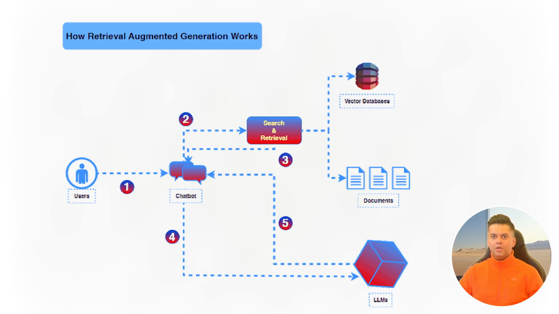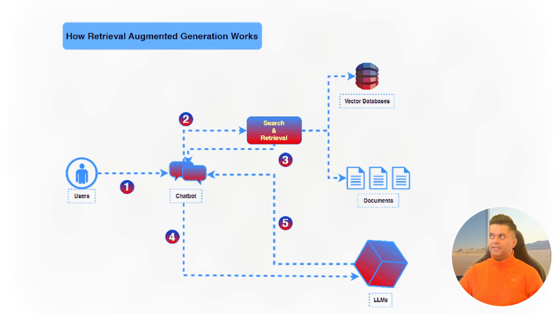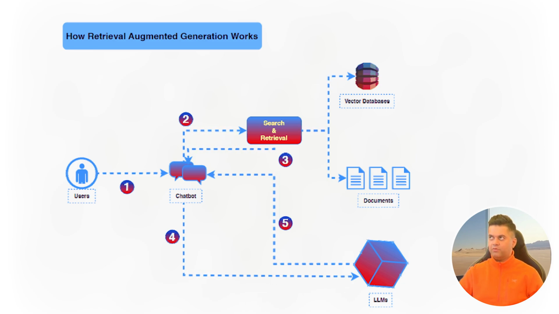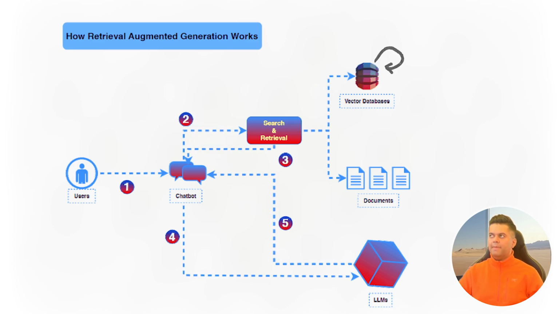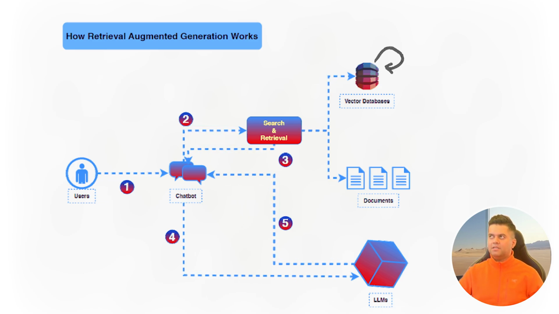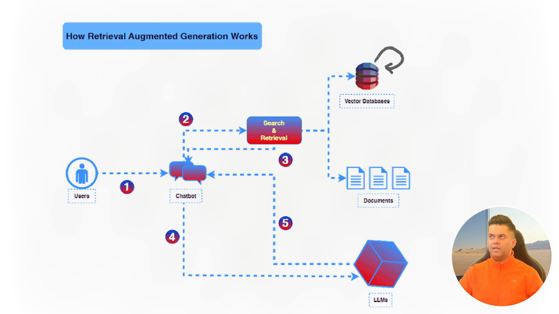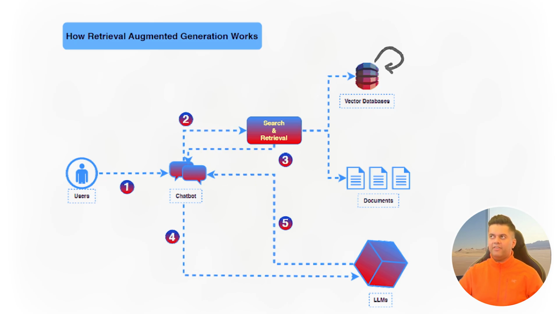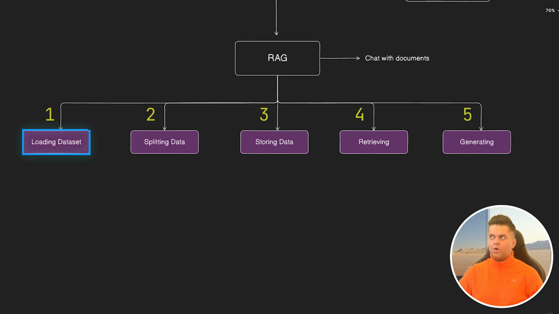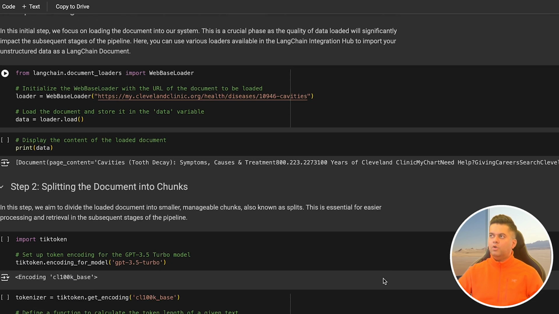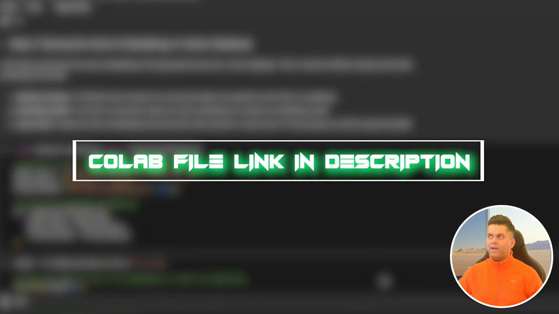Now, you need to store this document somewhere, and the data also needs to be easily searchable. And that's where we use vector databases. But to be able to store this in vector databases, you need to perform some operations on the data. So RAG is basically a five-step process: loading the dataset or the document, splitting the dataset into smaller chunks, storing the data in a vector database, retrieving the data, and generating a nice human-readable verbose answer based on the retrieved data.